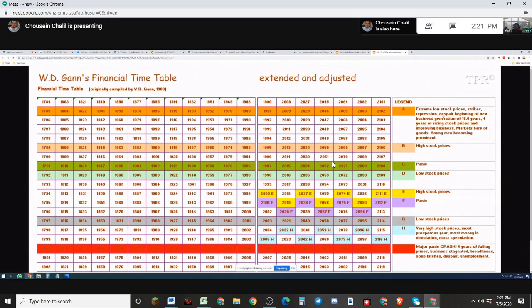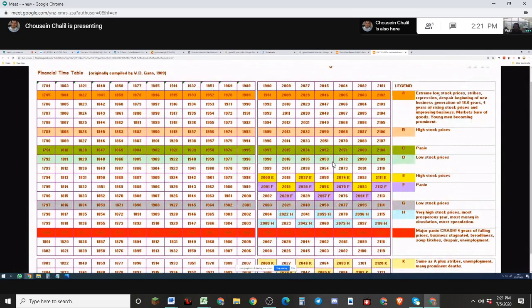So they can find it if they type Gann financial timetable online. You just type in Gann's financial timetable. Very good.